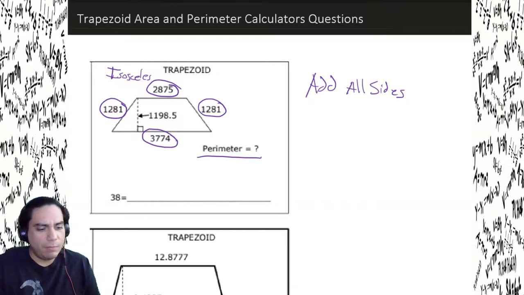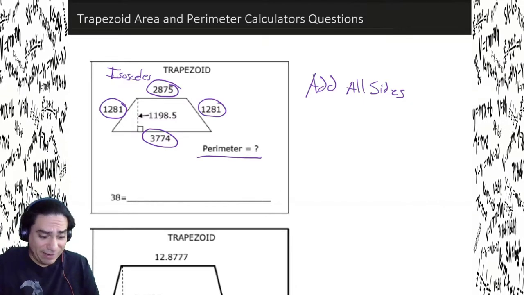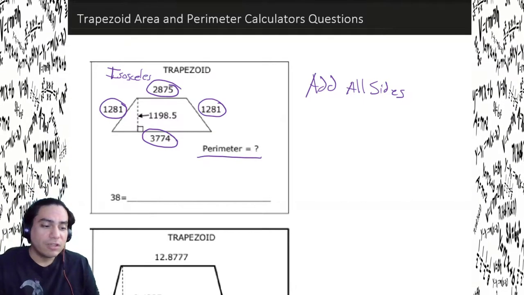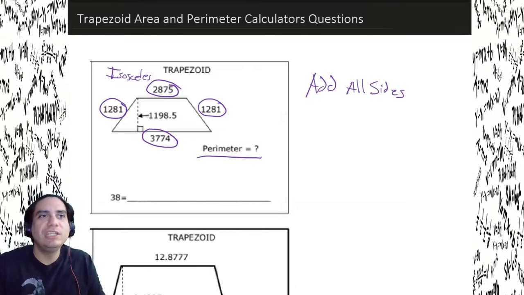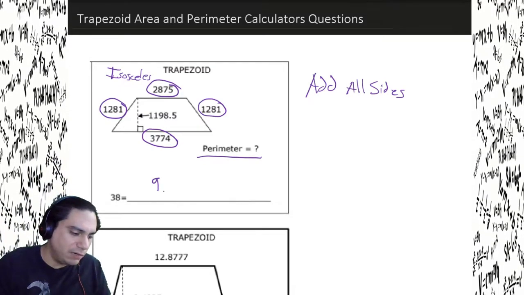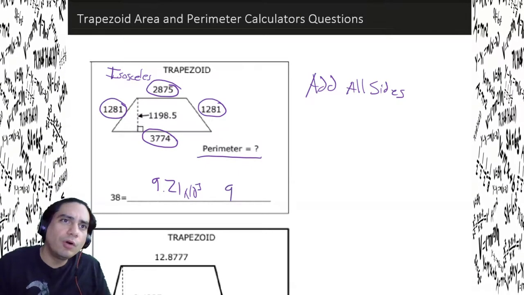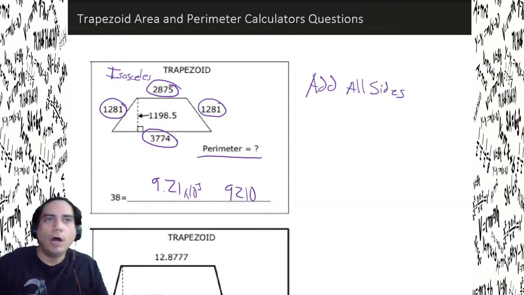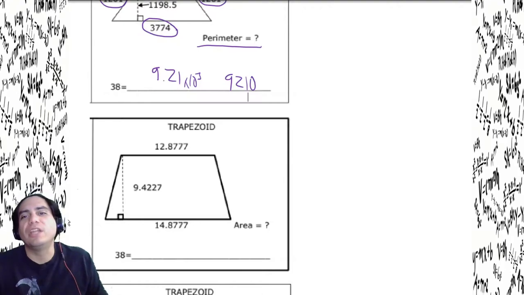And now that I've added them all up, let me do it one more time, because I've been talking so much, I didn't even realize if I added them up correctly. So I added up all my sides, and I end up with a good, easy answer of 9.21 times 10 to the third, or 9,210. All right, easy problem. But we got to make sure we can handle it, okay?